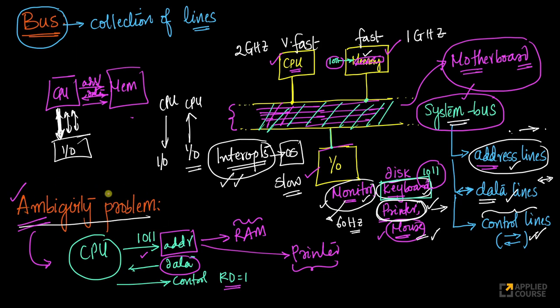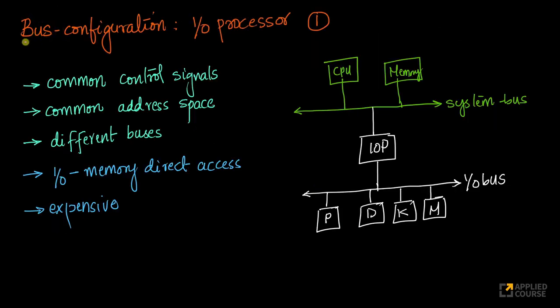Now to avoid the ambiguity problem, there are multiple configurations which will avoid this partially, if not fully, right? And that's a very, very important aspect of designing a proper system bus. There are three popular configurations, right? The first is a configuration in which we have something called an IO processor, which helps us resolve some of the problems. Let's see how it works. This is the block diagram again. This is my system bus. This is my CPU. This is my memory. My whole system bus is here, right?